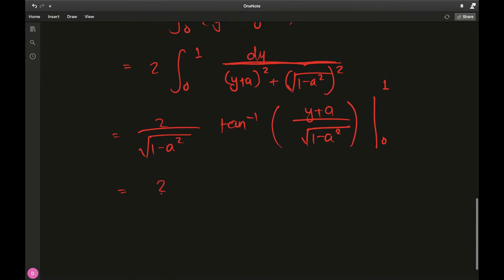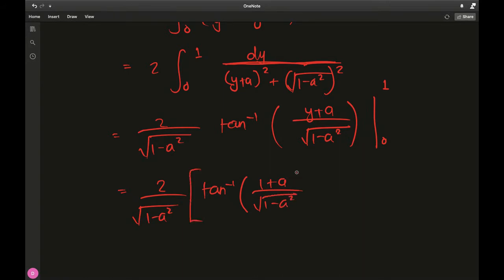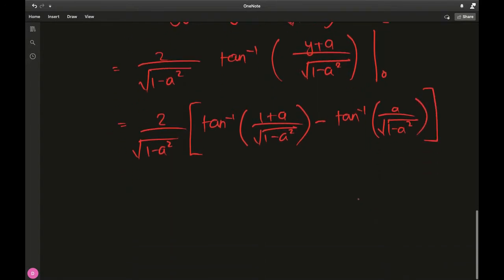Okay, so evaluating this carefully, we have inverse tangent of 1 plus a over square root of 1 minus a squared, minus inverse tangent of a over square root of 1 minus a squared. And now isn't this fabulous, because we have a difference of inverse tangents and we actually have a formula for that.